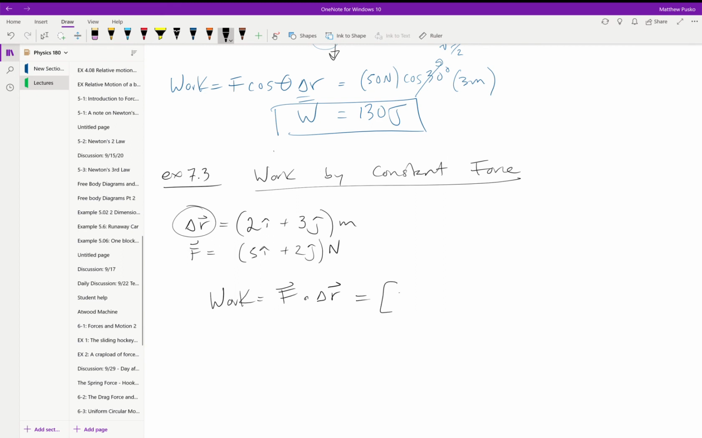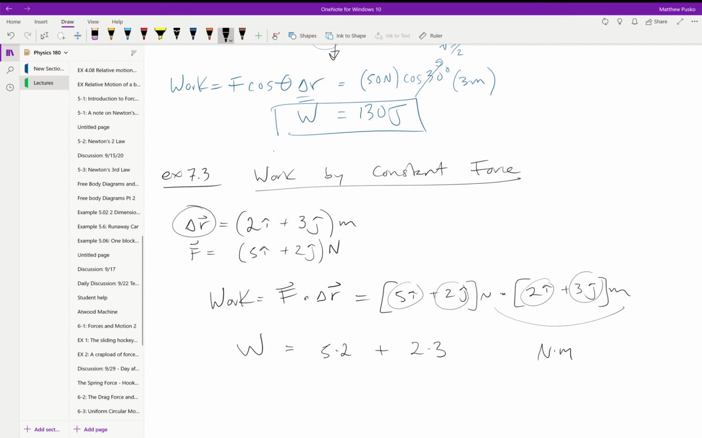So we get 5I plus 2J, this is newtons, dotted into 2I plus 3J, and that's in meters. So we're going to end up with a Newton meter. And how do we do dot products? We look at the like terms. So I get a 5 times 2 plus a 2 times 3. And that is equal to the work done.